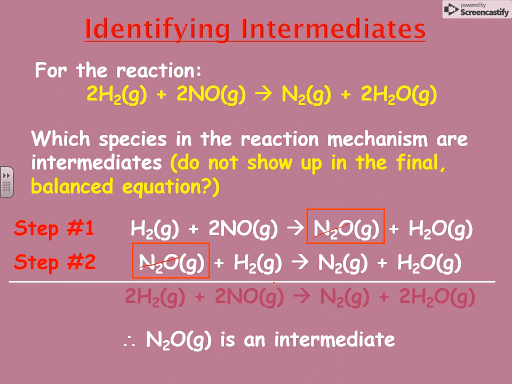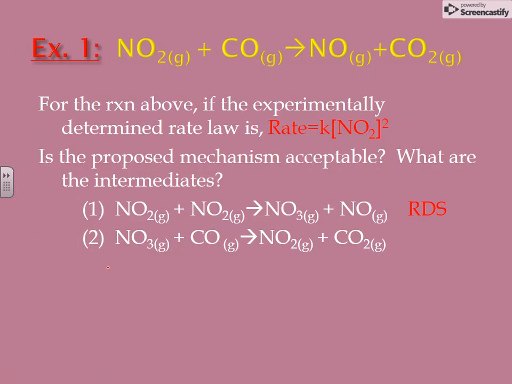You could have more than one intermediate in a mechanism. So what you would do next is you would write down the remaining substances that did not cancel. So notice there's 2 hydrogens here, so that's why we see 2 H2s plus 2 nitrogen monoxides, pull it down, and then there's 2 waters formed and 1 nitrogen gas. But you would identify the N2O as your intermediate in the mechanism.